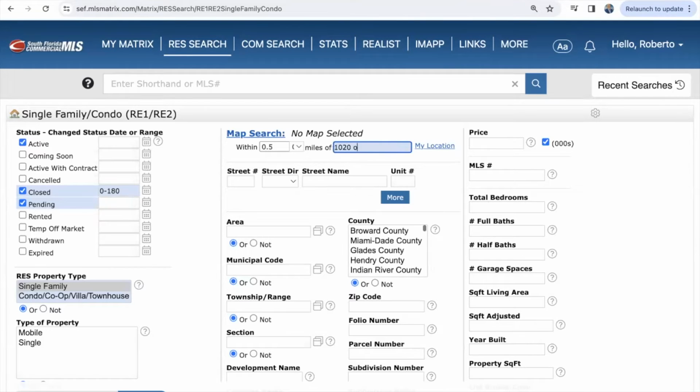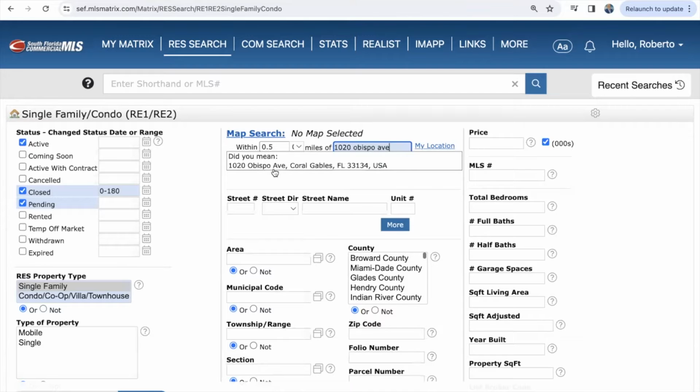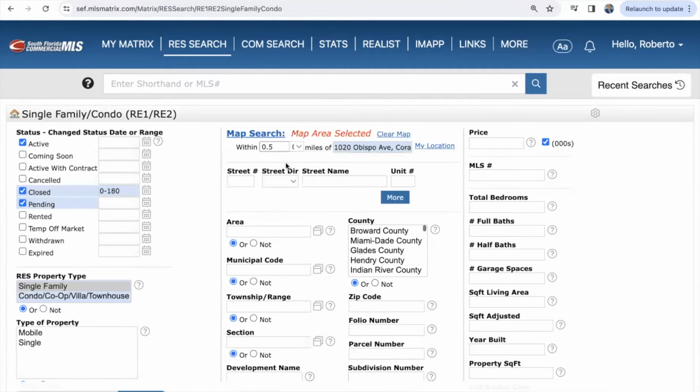1020 Obispo Avenue. There you go. All right, so you see how this comes out? Did you mean? And it's 1020 Obispo Avenue, Coral Gables. All right, we are gonna select this property. Boom. So we've told Matrix to draw a radius of 1/2 mile around 1020 Obispo Avenue.